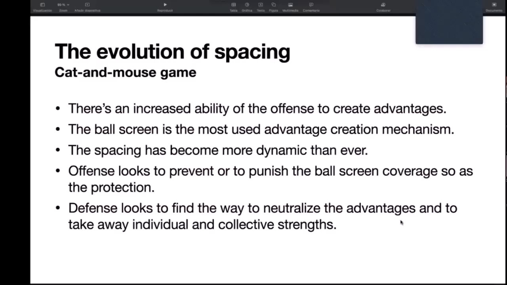The offense looks to prevent or to punish the ball screen coverage, so as to find a way to punish the defensive choices, and the defense looks to find a way to neutralize the advantages and to take away individual and collective strength. This is the reason I put here that it's basically a cat and mouse game between the offense and the defense, each trying to find a way to win.